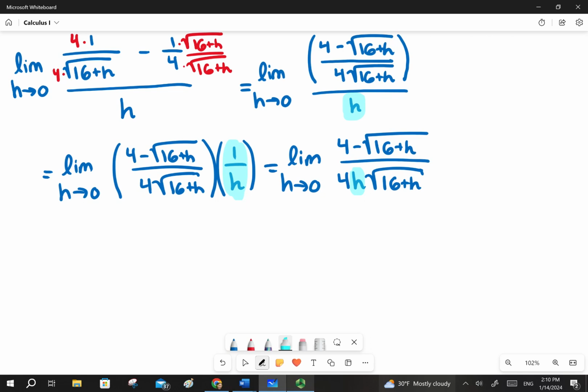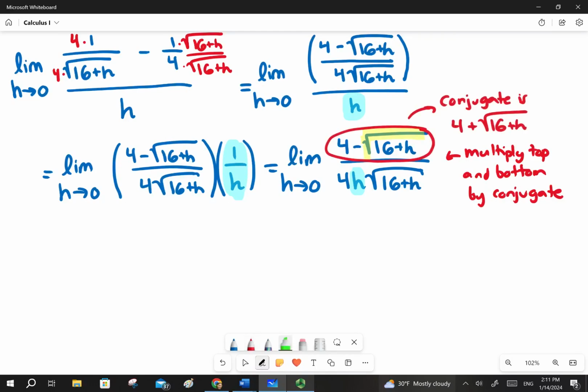Instead, after having dealt with the fraction aspect of the problem, we now have to deal with the radical. Again, like our previous problem with the radical function, we can tackle the radical here by multiplying the top and bottom of our new fraction by the conjugate of the numerator. This is an important technique to remember for any time you encounter an expression where either the numerator or denominator has a sum or difference involving a square root. The conjugate of 4 minus the square root of 16 plus h is 4 plus the square root of 16 plus h.